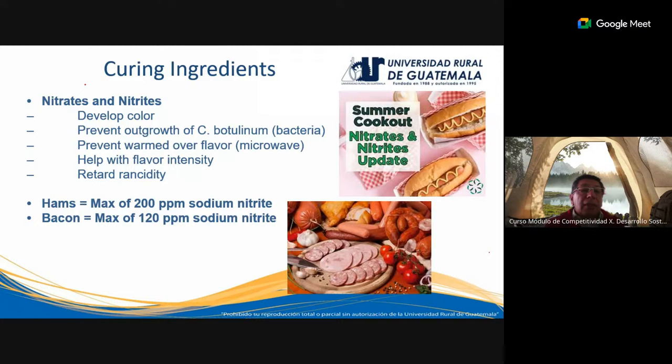Here we have other ingredients that we can use to preserve meats, and they are the nitrates and nitrites. Nitrates and nitrites develop color. They prevent outgrowth of C. botulinum, which is a type of bacteria, and they prevent warmed-over flavor, and they help with flavor intensity. They also retard rancidity.